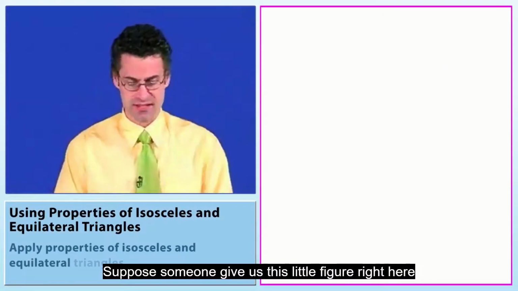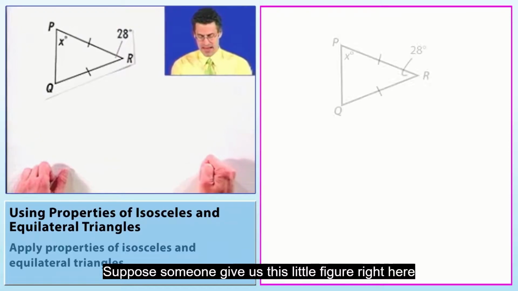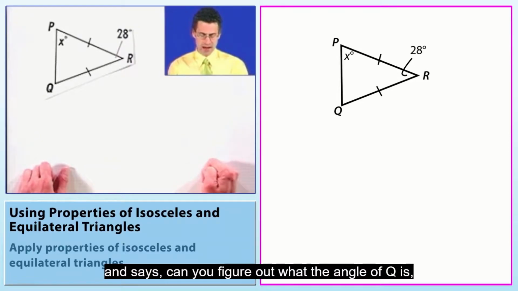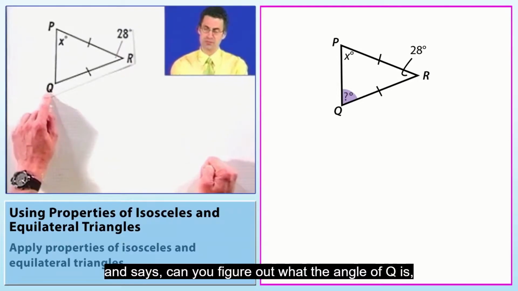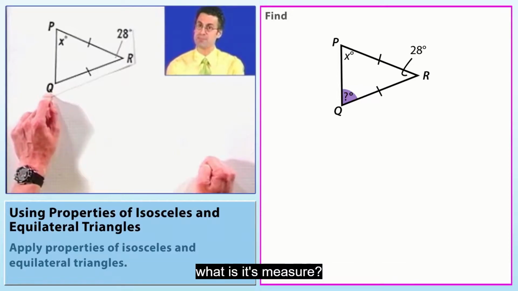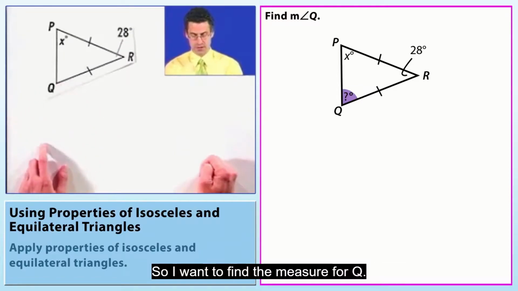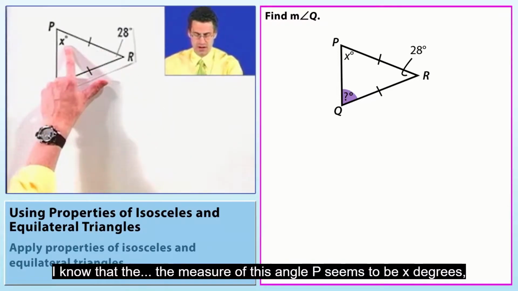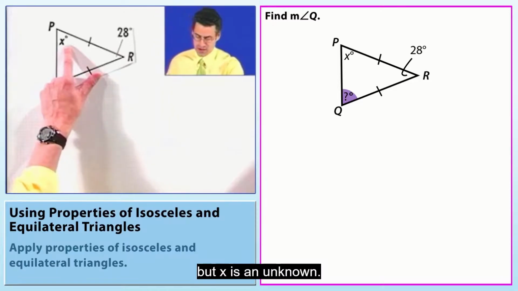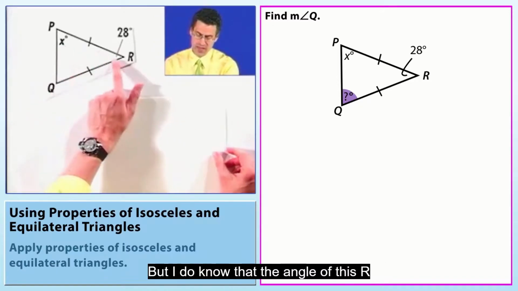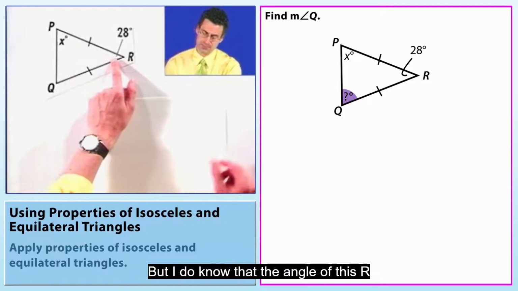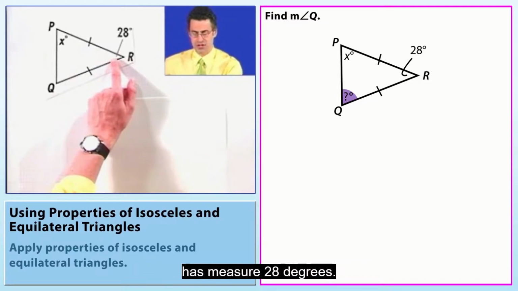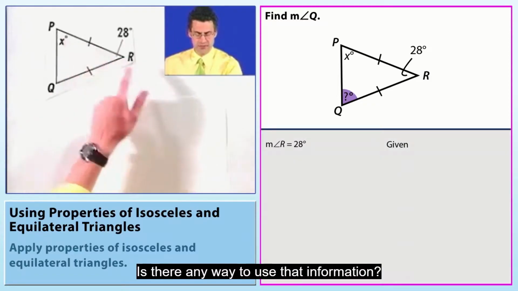Suppose someone gives us this little figure right here and says, can you figure out what the angle of Q is? What is its measure? So I want to find the measure for Q. Well, I don't know a lot of stuff. I know that the measure of this angle P seems to be x degrees, but x is an unknown. But I do know that the angle of this R has measure 28 degrees. Is there any way to use that information?